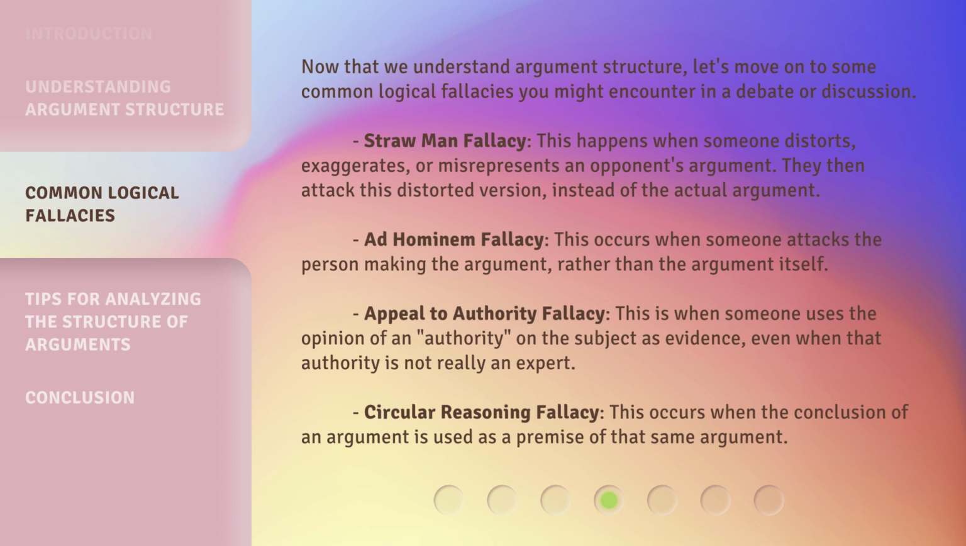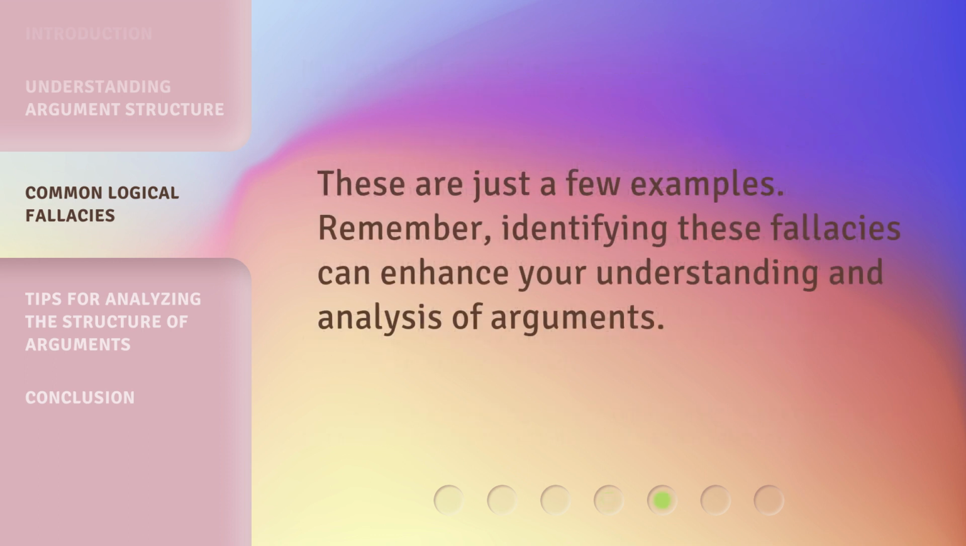Appeal to Authority Fallacy. This is when someone uses the opinion of an authority on the subject as evidence, even when that authority is not really an expert. Circular Reasoning Fallacy. This occurs when the conclusion of an argument is used as a premise of that same argument. These are just a few examples. Remember, identifying these fallacies can enhance your understanding and analysis of arguments.